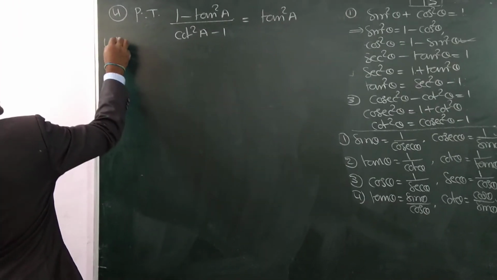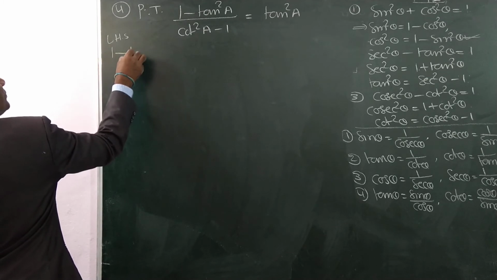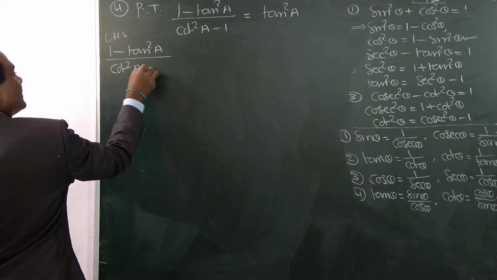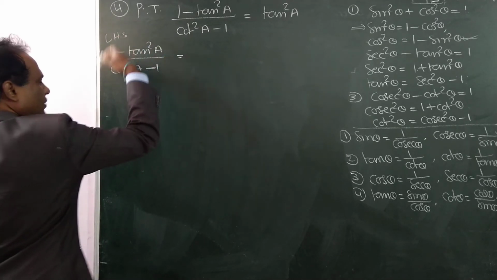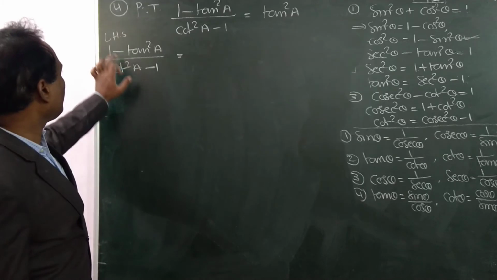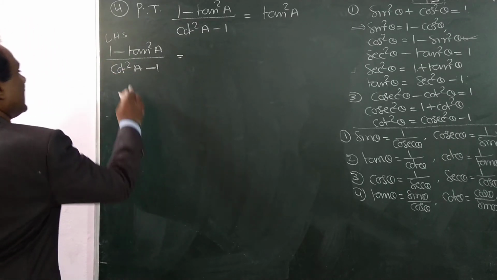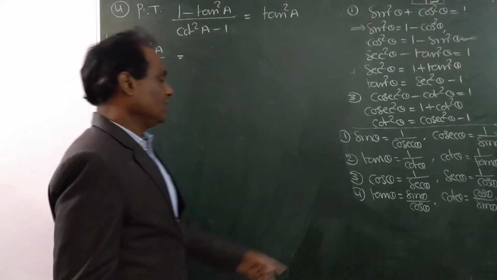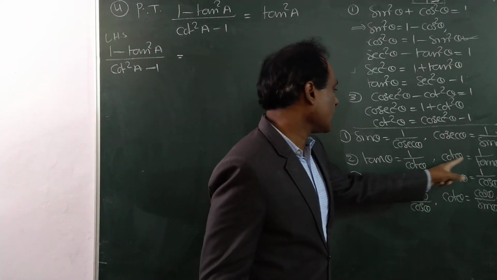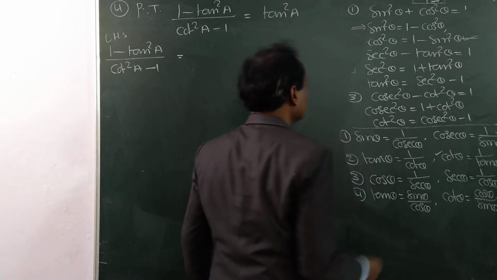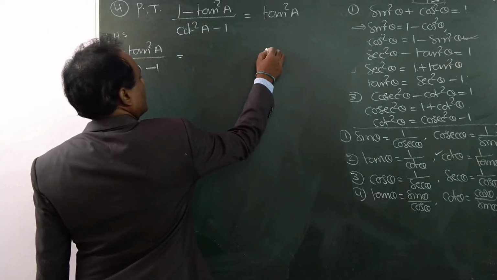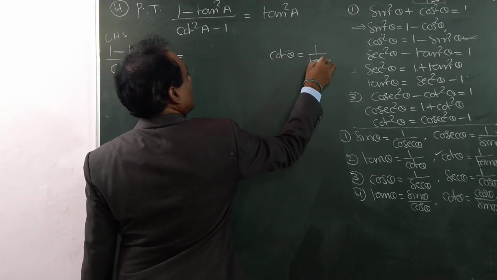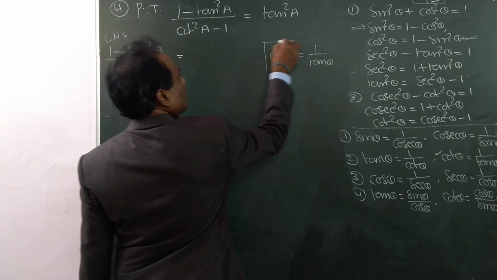So I am taking the left hand side, LHS. To simplify this, search for any relation between tan and cot. Cot is equal to 1 by tan. See here, I am using this formula: cot theta is equal to 1 by tan theta. This formula I will use here.